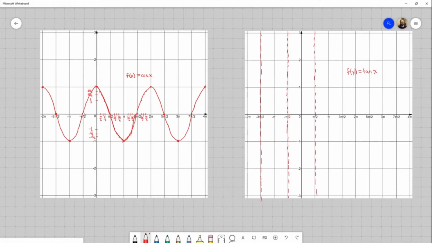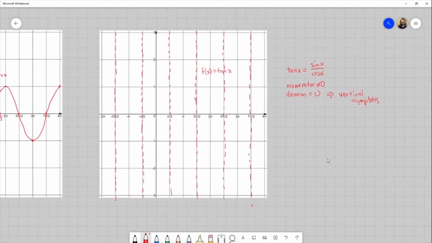And then the last few: 3 pi over 2, 5 pi over 2, and 7 pi over 2. The graph of cosine has a 0 there, and that means that the graph of tangent is going to have a vertical asymptote. Okay, so that's the first step of drawing the graph of tangent of x: to get those asymptotes drawn in.